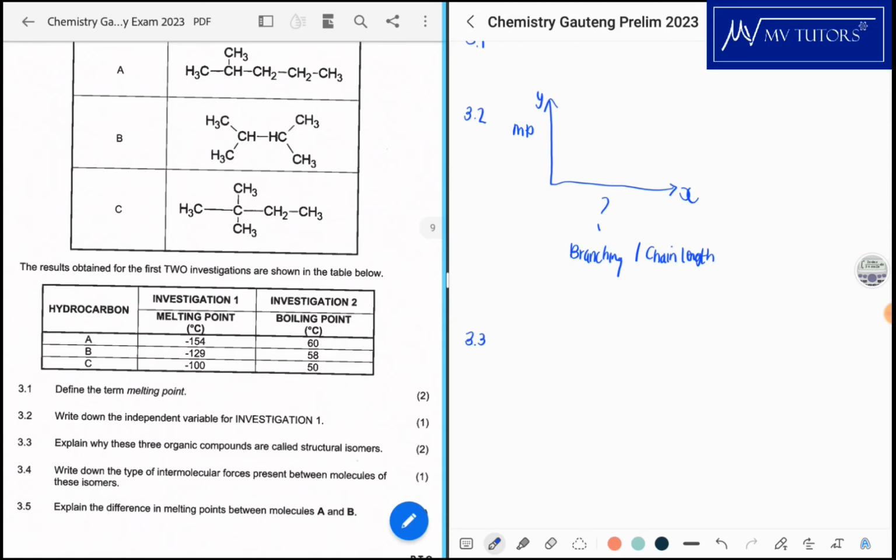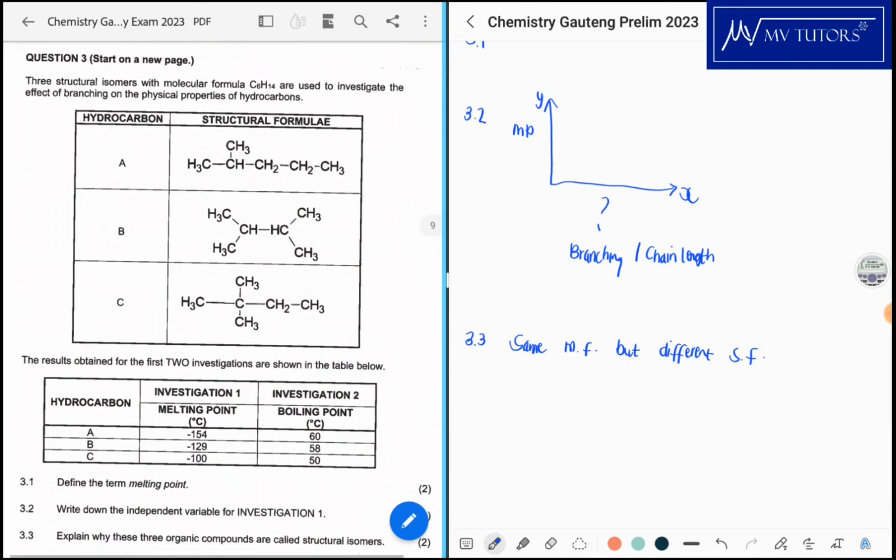Now 3.3, it says explain why these 3 organic compounds are called structural isomers. Now remember what an isomer is. It is basically molecules that have the same molecular formula. Okay, so that is just isomer. Now when we go to structural isomer, it just means that they have the same molecular formula but different structural formula. So that is what I would say. Because the structure keeps changing, but at the end of the day, it has the same molecular formula, which is C6H14.